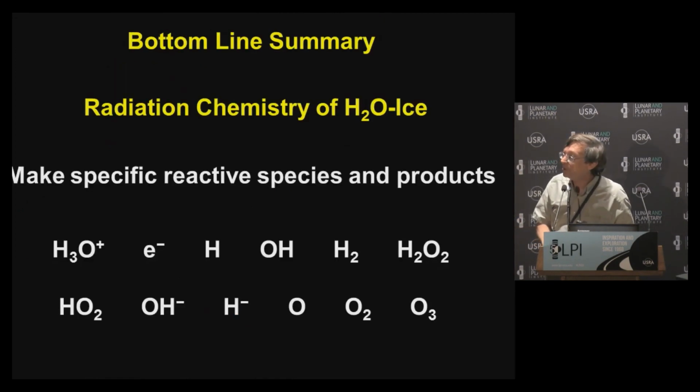So the products of photochemistry and radiation chemistry are actually fairly similar. Not fairly similar. In most cases, they are very, very similar. It's hard, again, to distinguish between the two. So the summary is this. This is the bottom line.